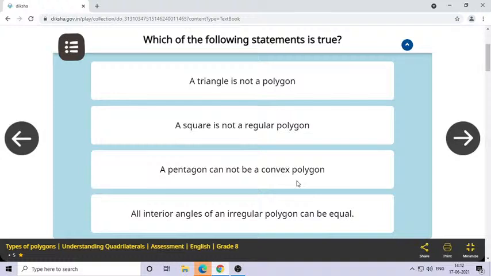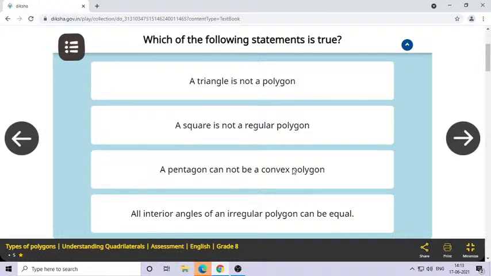Let's go to the second one. A square is not a regular polygon. Is this statement correct? It is false. Square is a regular polygon. Next, third one: a pentagon cannot be a convex polygon.